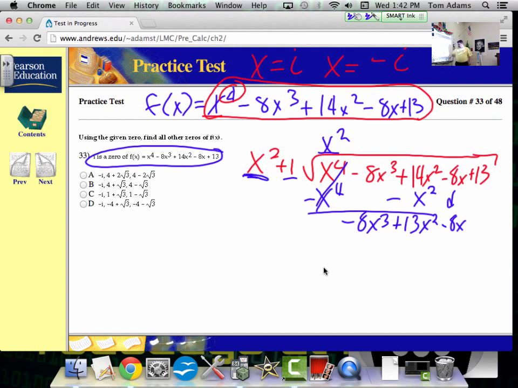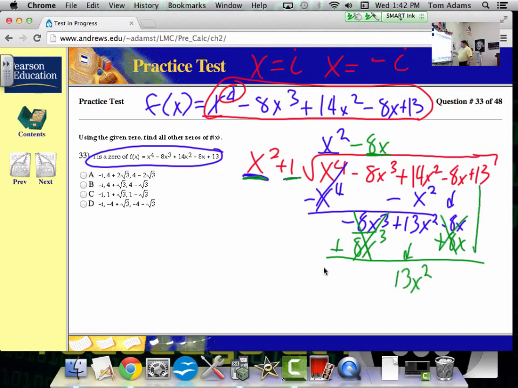Something times this has to equal that. What's the something? Negative 8x. Negative 8x times 1 is negative 8x. I'm going to write that over here. Negative 8x times this is negative 8x cubed. When you minus a minus, you really add. These cancel. This cancels. You drop this down. I got 13x squared. Drop down my 13.